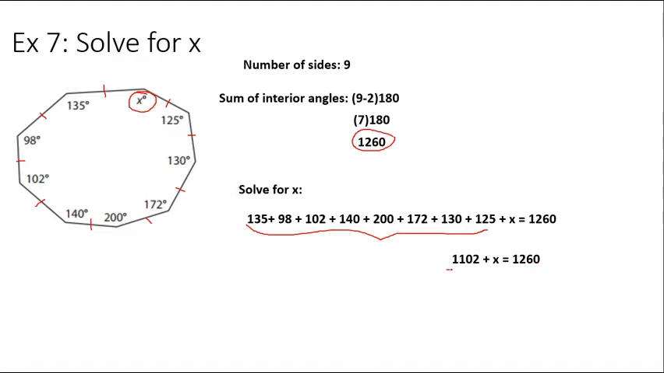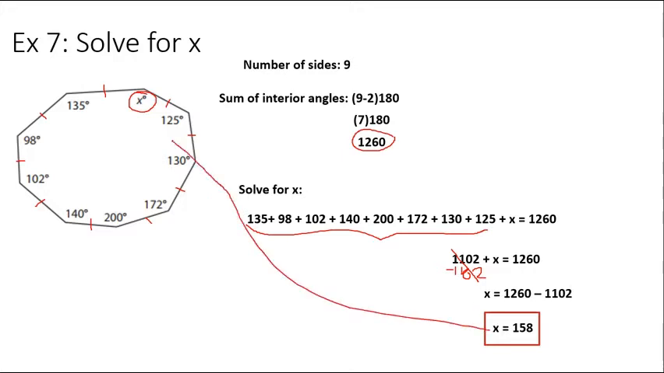So again, we just subtract 1,102 from both sides. That goes away from here, and then we subtract it from the other side. So we end up getting x equals 1,260 minus 1,102. That gives us x equals 158 degrees. That means that this right here is this angle right there.